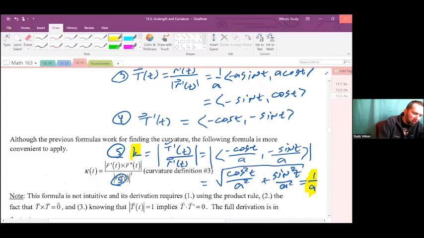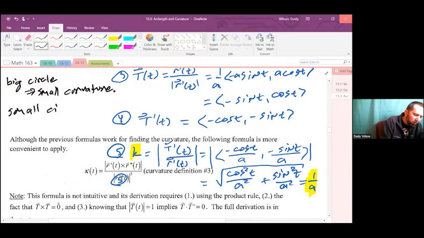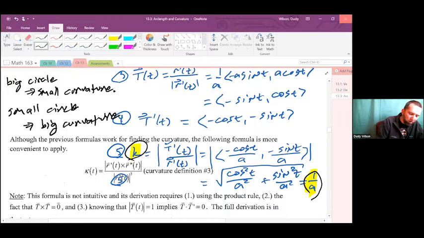What this means is that a big circle means small curvature. A small circle means big curvature. Because they're inversely proportional to each other.